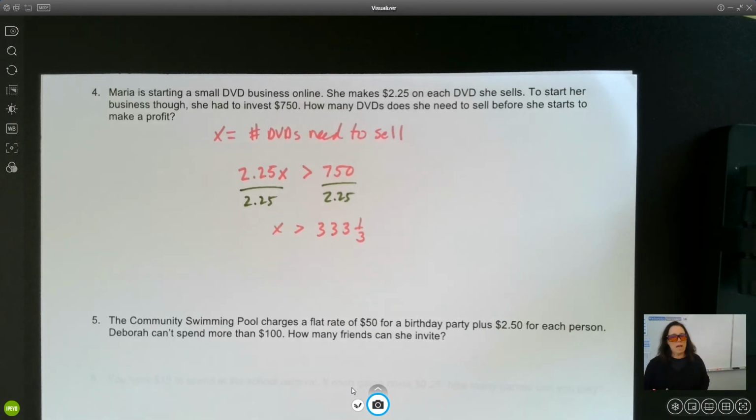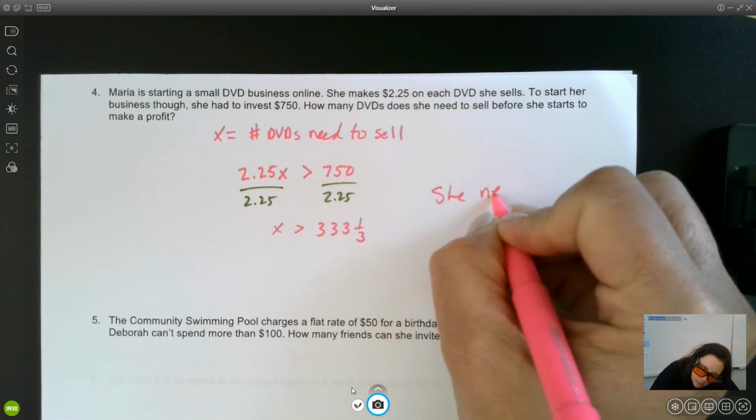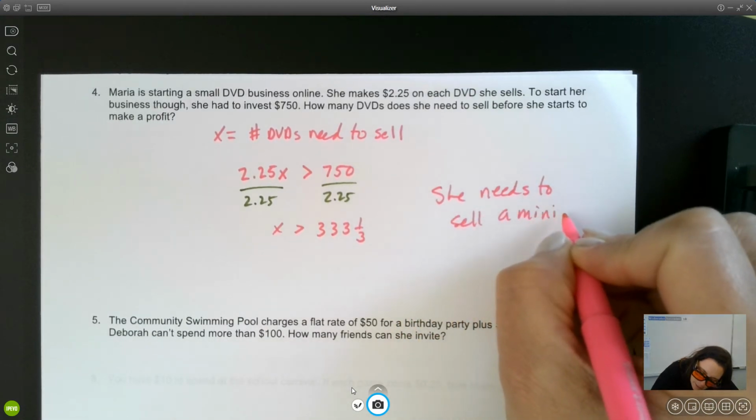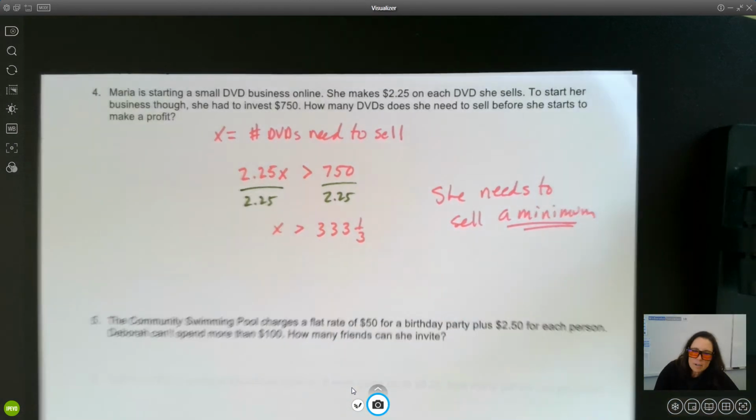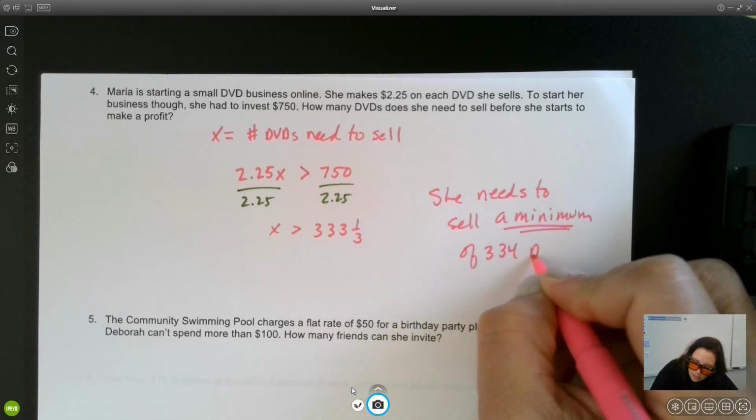Okay, now let's interpret that for the answer. You can't sell a third of a DVD, okay? And if you have to be more than this, do you think the answer is 333? No, because that's less than this. So doesn't she have to sell a minimum of 334 DVDs? She needs to sell a minimum. Okay, that takes care of the inequality. A minimum of 334 DVDs.